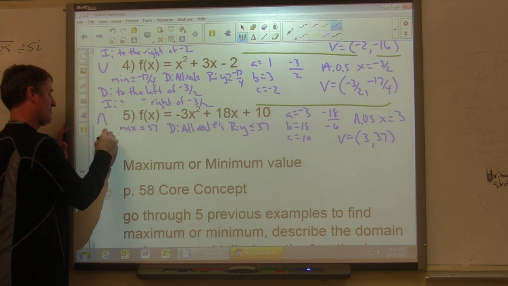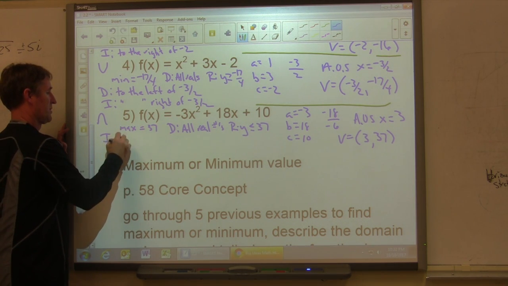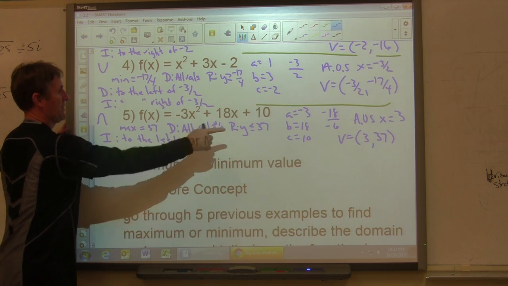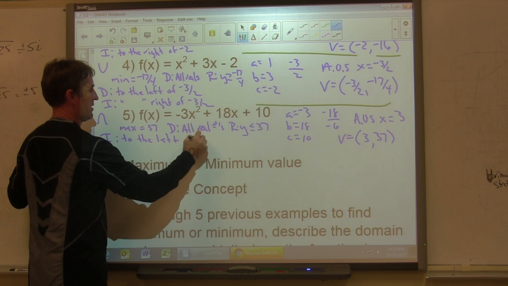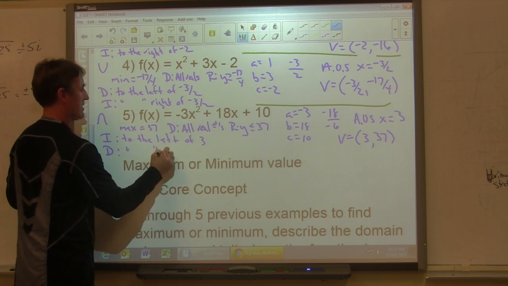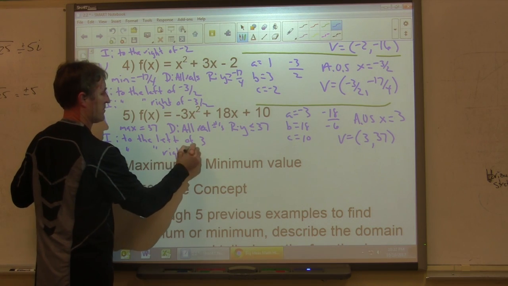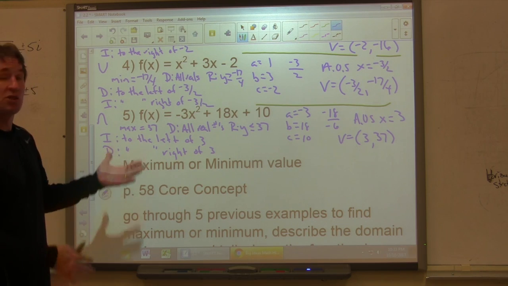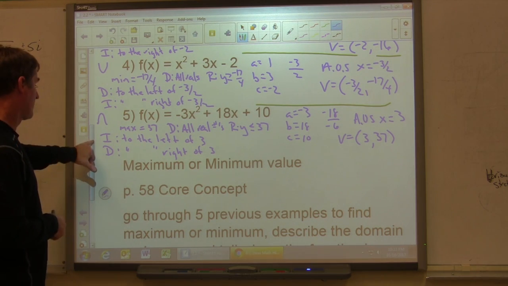It's increasing to the left. Remember, this is of our x value, 3. And so therefore it's decreasing to the right of 3. And that's what we're going to be doing on the two parts of the assignment today.